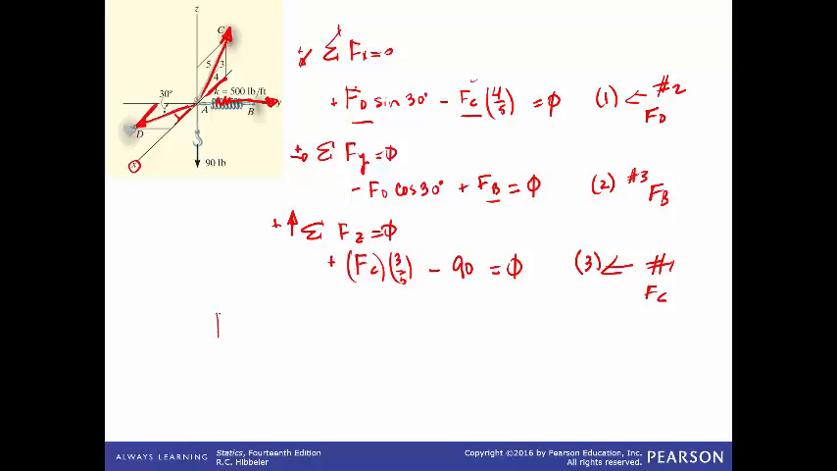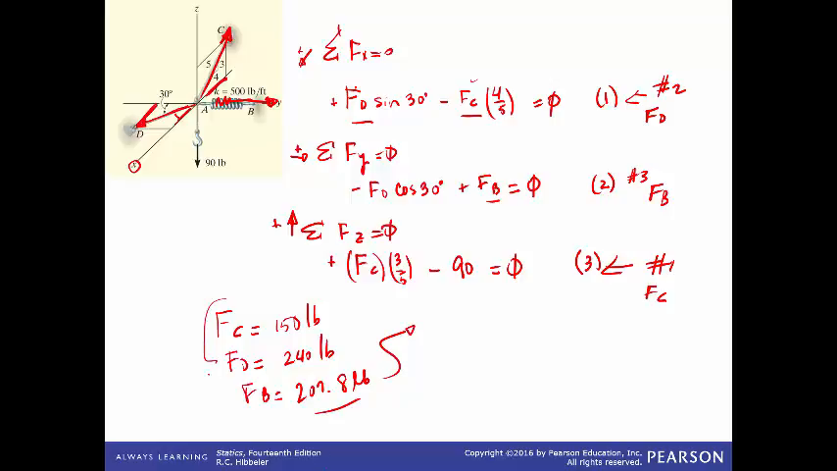So your FC equals 150 pounds. Your FD equals 240 pounds. And your FB equals 207.8 pounds. And FB is the one that has the spring. So this is the answer to the first question, which is what are the forces?